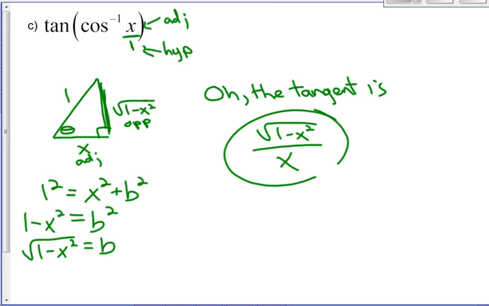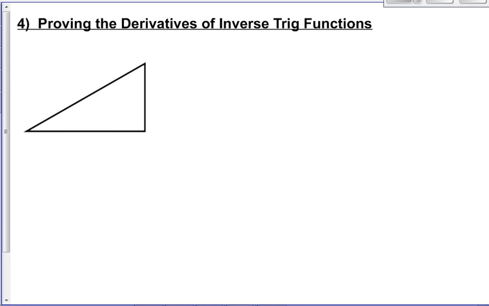So we've done a bunch here with working with inverse trig ratios. Now let's take a look at differentiating them. So proving the derivatives of inverse trig functions. We're going to start with sine. I want to find the derivative of the inverse of sine x. Now that is equivalent to saying sine y equals x, or x over 1. Okay. So if I could find y prime using that thing on the right, that might help me.